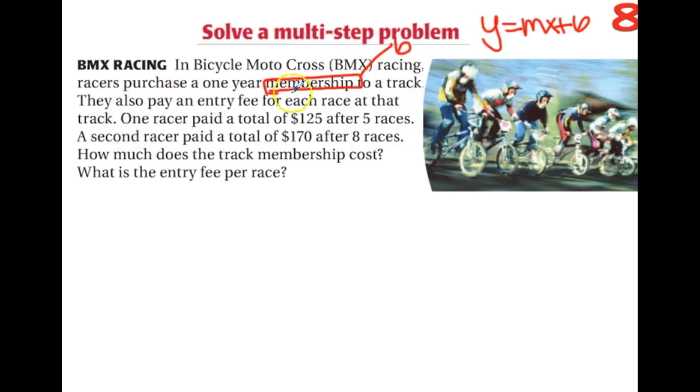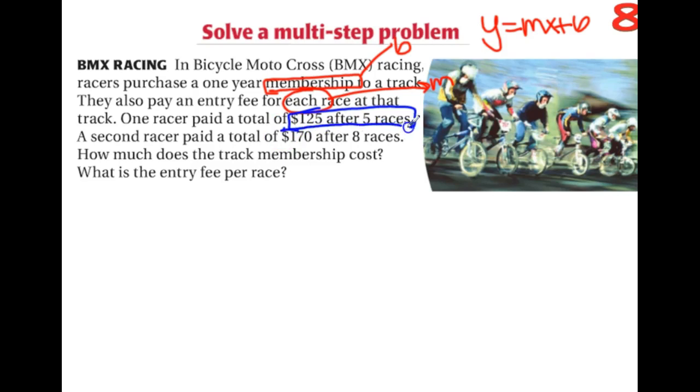They also pay an entry fee for each race at the track. So each race, they're paying an entry fee. That's what's happening over and over again, so that's going to be our slope. M is for multiple. Here they're giving us our 2 points. One racer paid $125 after 5 races. A second racer paid $170 after 8 races. We need to write an equation.